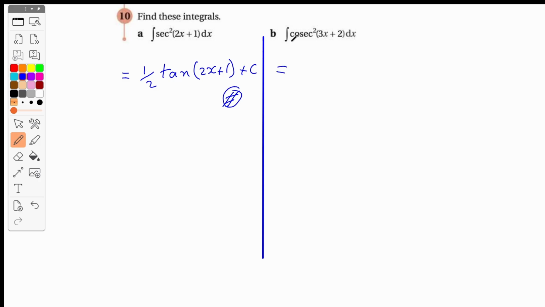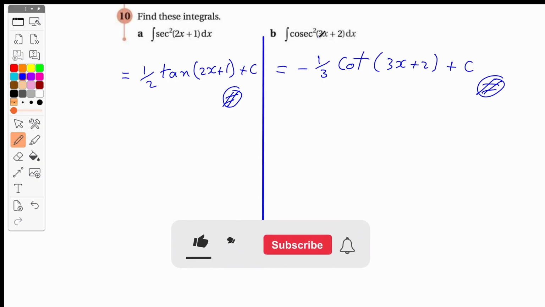This one, the integral of cosecant squared of the quantity 3x plus 2 dx. The integral of cosecant squared is negative cotangent, but because of this 3, you have to divide by 3. So you say negative 1 over 3 cotangent of the quantity 3x plus 2, then plus c. The integral of cosecant squared is negative cotangent. You have to divide by 3 because of the 3x here.